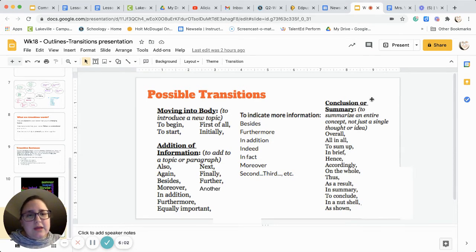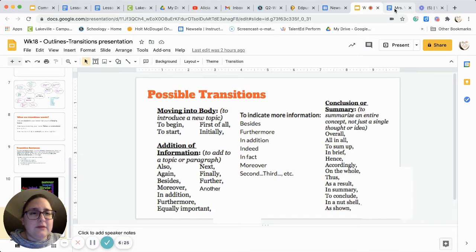And then this one is good for your conclusion or summary. So when we get to the very end, these are the ones we're going to want to use. And these ones right here in the middle indicate more information, so they're really good if you're shifting from detail to detail. So I'm going to give you guys an example.